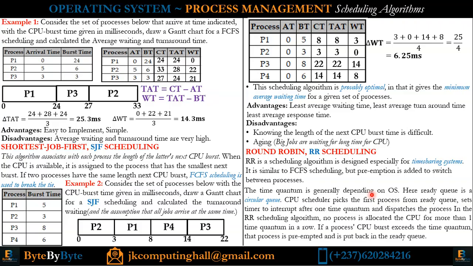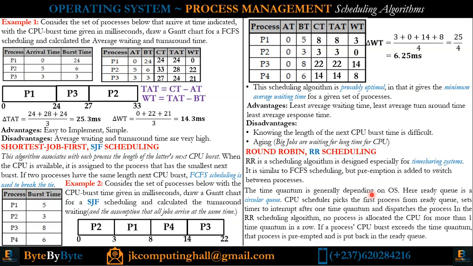No process is allocated the CPU for more than one time quantum in a row, meaning that if my time quantum is, for example, t, there is no process that will be allocated 2t in a row, unless it is the only process left in the ready queue. Otherwise, when a particular process has consumed its time quantum, the CPU moves to the other process. If a process's CPU burst exceeds the time quantum, the process is preempted, that is, after it has consumed the time quantum, it is put back in the ready queue.